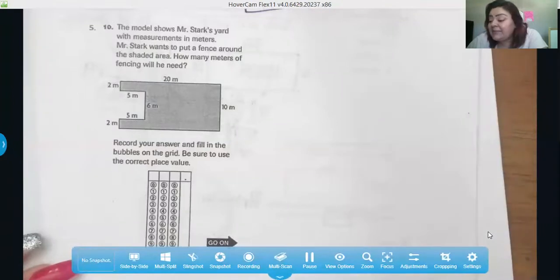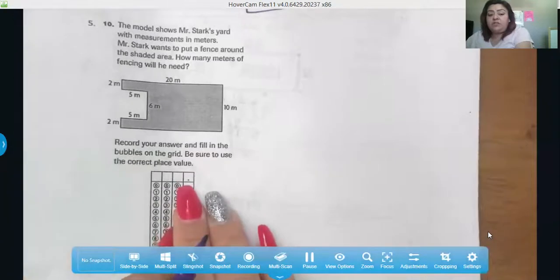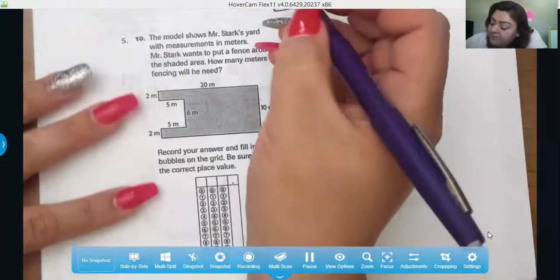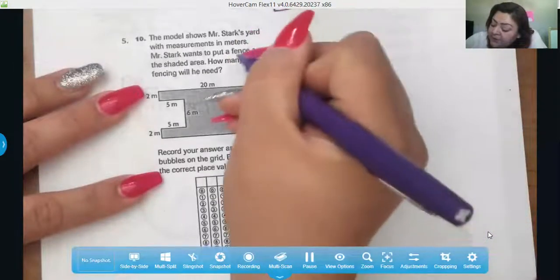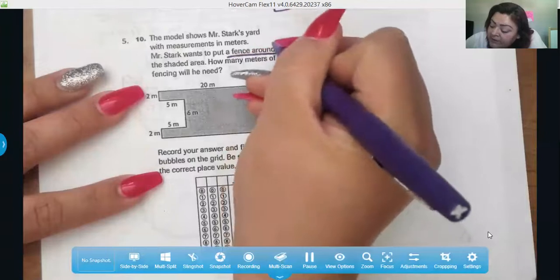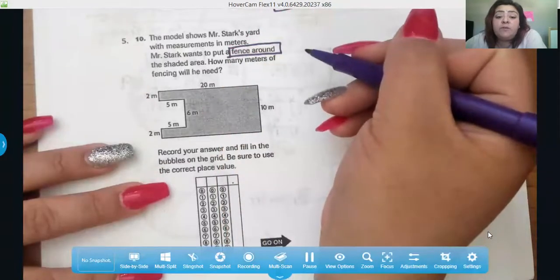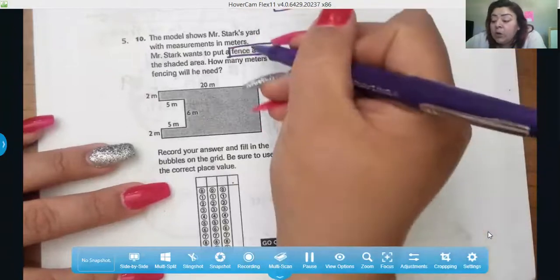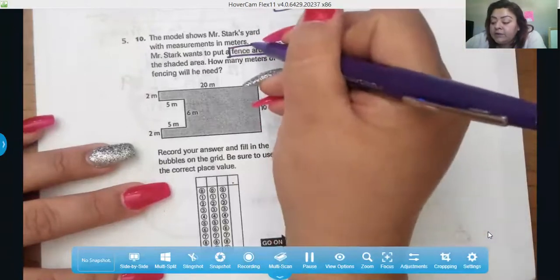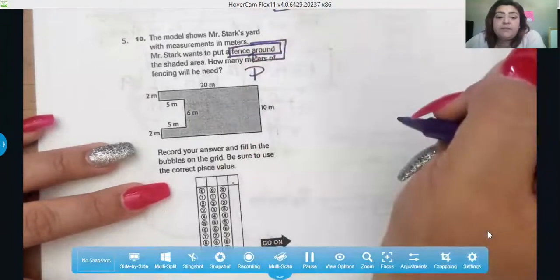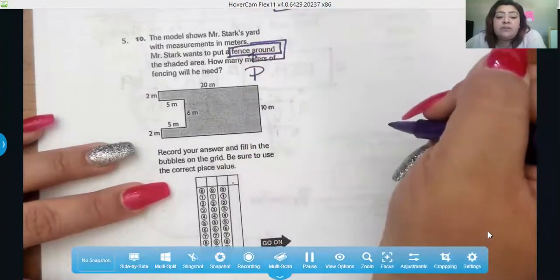So again, as I'm reading, I'm looking at those clue words, and especially if you watched Miss Golly's videos, you know, she told you some of those keywords to look for. So it tells us he wants to put a fence around. These are some really big words, guys. Two clue words that tell us we're looking for what? Around, okay? So around. We're looking for perimeter, okay? And again, they're looking for the shaded area.